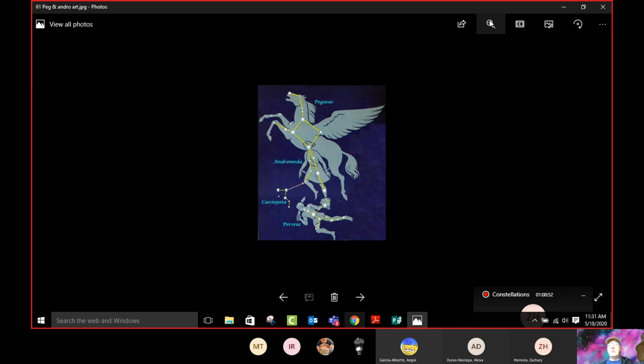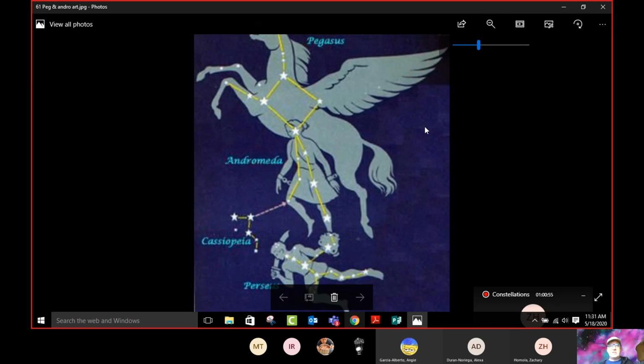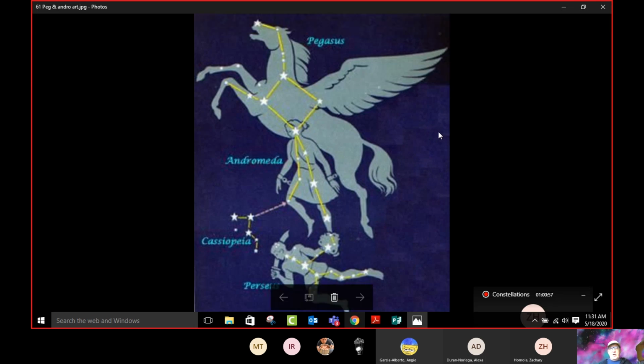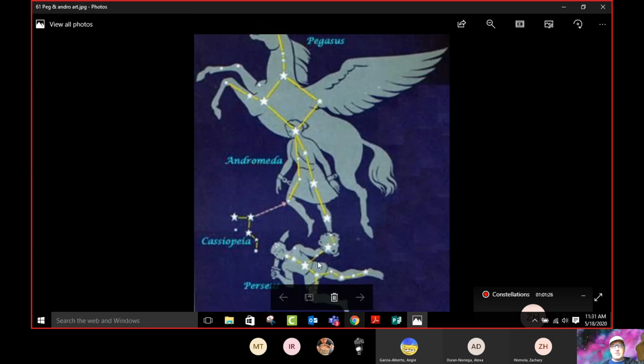Okay, last one we're going to look at is Pegasus and Andromeda, part of a big story of a princess that was abducted by a sea monster because the king and the queen, here's Cassiopeia, the queen, looks kind of like an M or a W, they would not pay off the gods, and so they sent for punishment this sea monster that abducted Andromeda. Fortunately, Perseus came along and saved her from the sea monster.